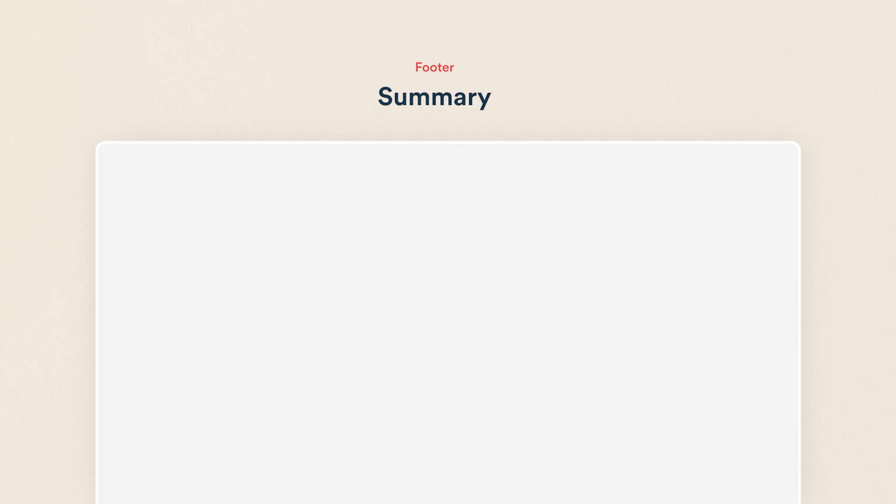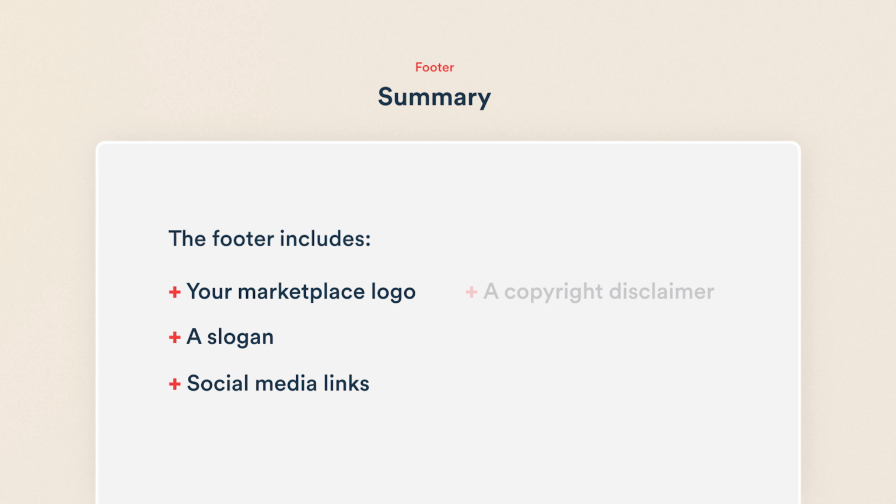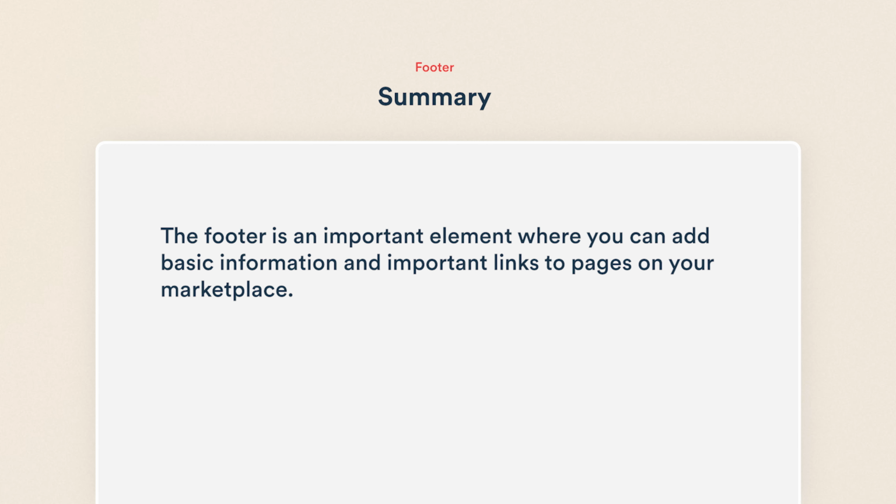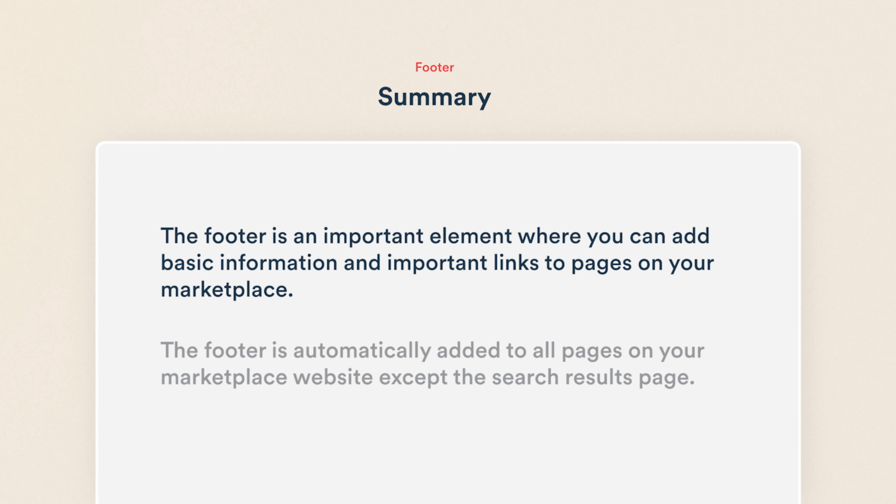Let's recap the footer settings. Your marketplace's footer includes your logo, a slogan, social media links, a copyright disclaimer, and helpful links to content and other text. It's an important element where you can add basic information and important links to pages in your marketplace. The footer is automatically added to all pages on your marketplace except the search results page.